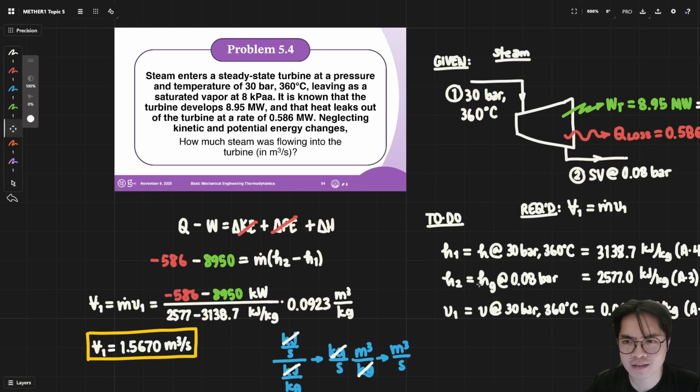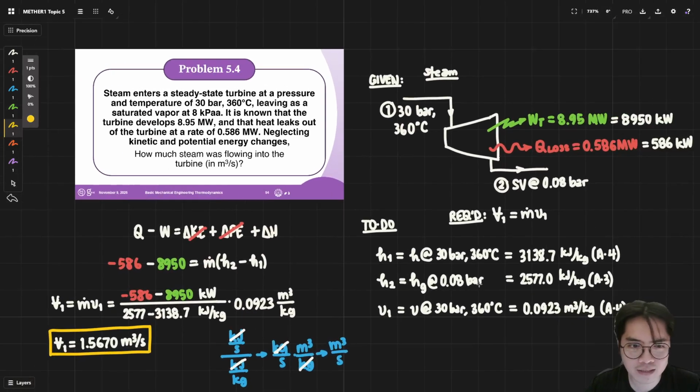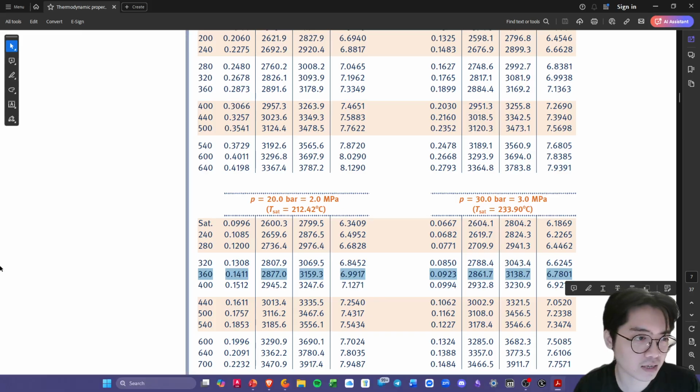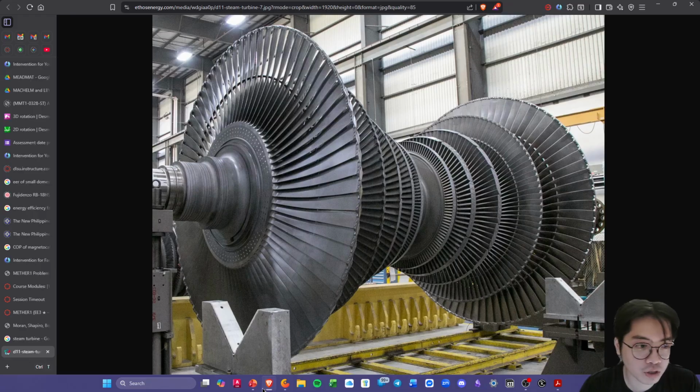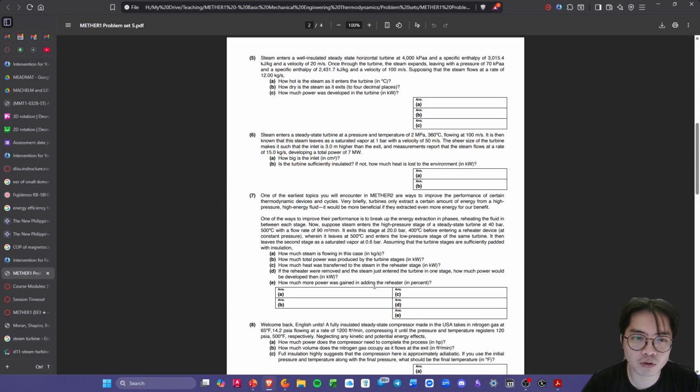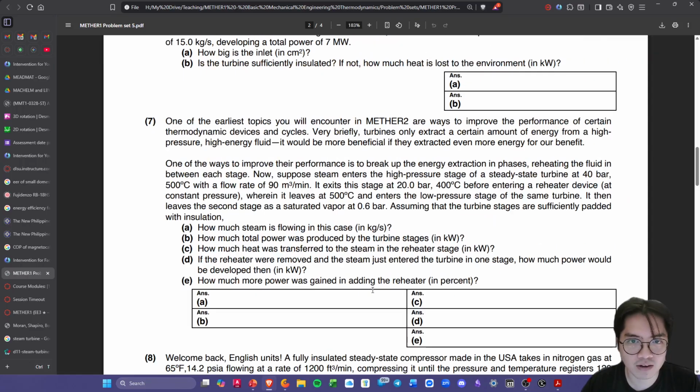And that is how you're supposed to look at turbines. There's really not a lot to do here. If anything, this is one of the more involved problems for turbines. There's one especially interesting problem that I've given you guys for problem set 5, the one with the multiple stage reheating. The one with multiple stages. Number 7. It's very interesting. Go ahead, try it out for yourself.